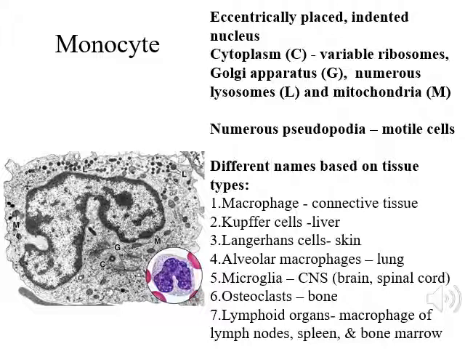Now, the monocyte again gives rise to macrophages, but depending on the tissue type, this final differentiated cell may have a different name. So when it's in simply connective tissue, we call them macrophages. If this occurs within the liver, they are the Kupffer cells. In the skin, they're termed Langerhans cells. Within the lung, they're called alveolar macrophages. In the brain, we call them microglia. In the bone, they're termed osteoclasts. And then lastly, in lymphoid organs, they are also present, and they're simply termed macrophages in these areas as well.